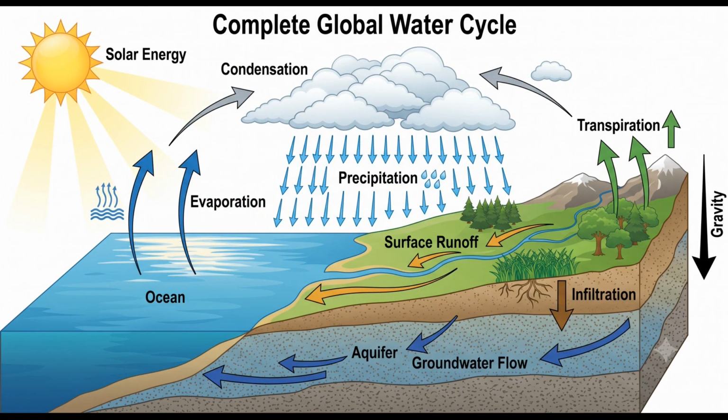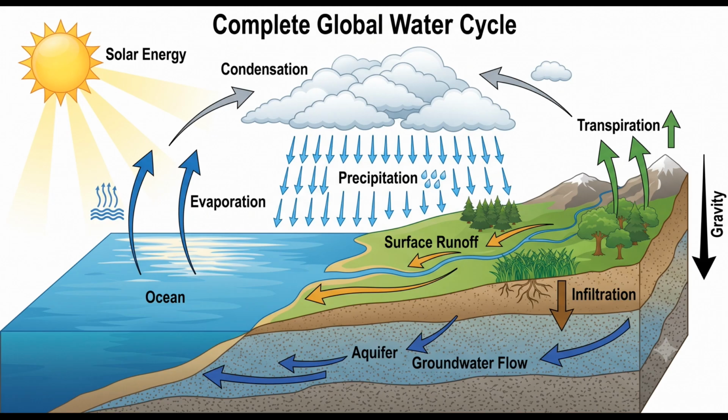Now look at the complete water cycle diagram on screen. All 8 processes are shown together. Let me walk you through one full cycle starting from the ocean. Solar energy heats the ocean surface. Evaporation. Water vapor rises. Trees on land release vapor through transpiration. Both contribute to evapotranspiration. The vapor rises and cools.